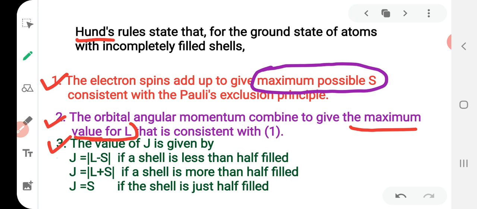And the total angular momentum, we will take in 3 ways. If the shell is less than half filled, the value of J is L minus S. If the shell is more than half filled, that is, electrons are more than half filling the shell, J is equal to L plus S. If the shell is just half filled, then J will be S. In that case L is equal to 0, so J is L plus or minus S, that is J is equal to S.